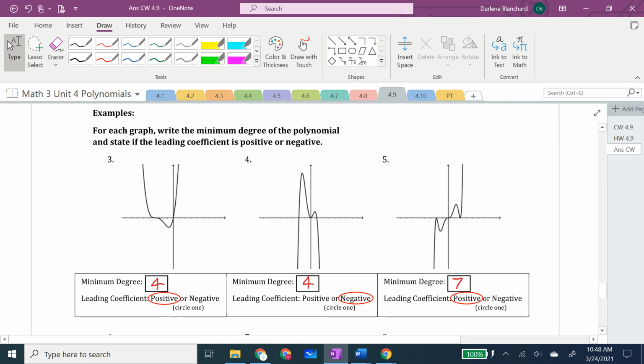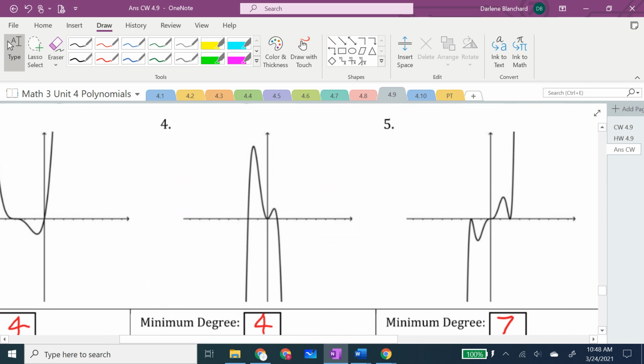So I'm going to come over here and I'm going to point out on number 4, we have a relative maximum, a relative minimum, and a relative maximum. There are 3 of them. Add 1, minimum degree is 4.